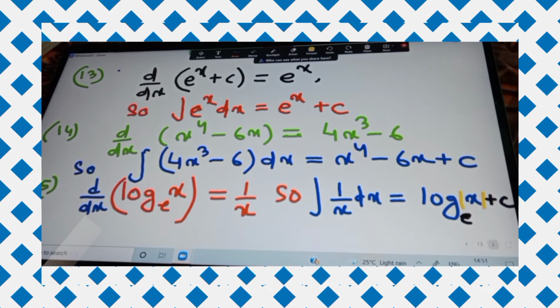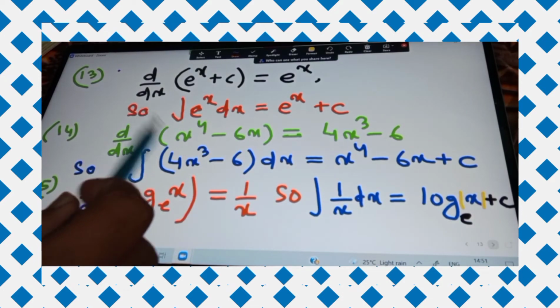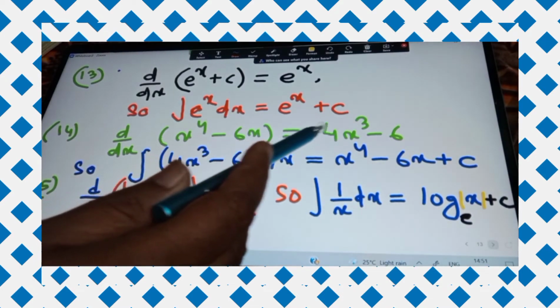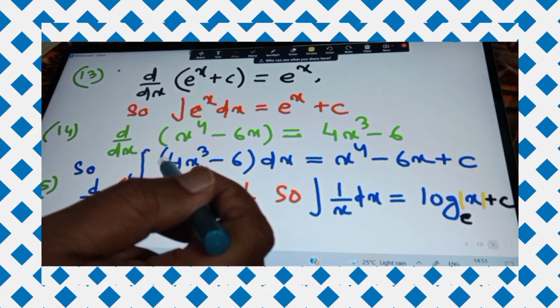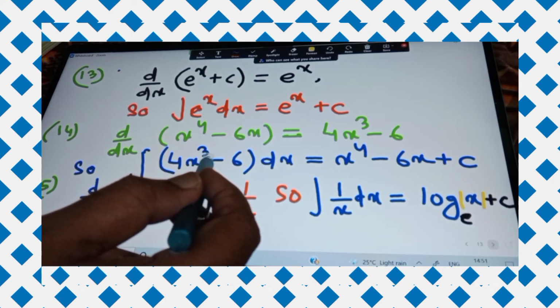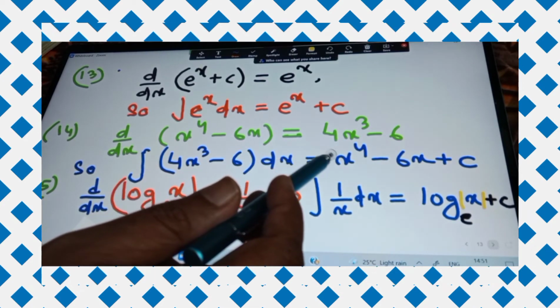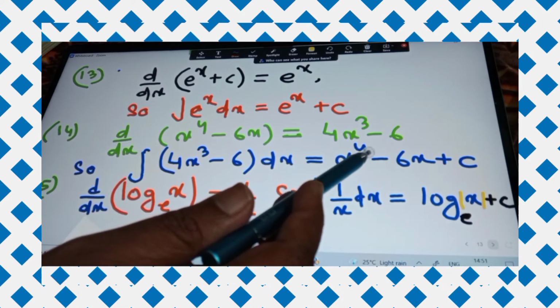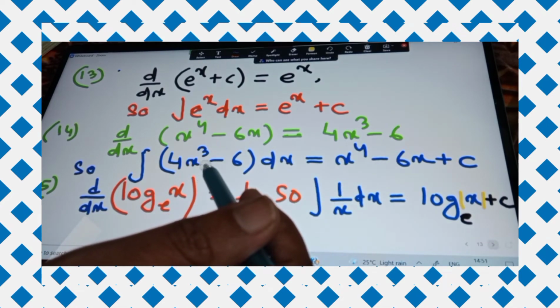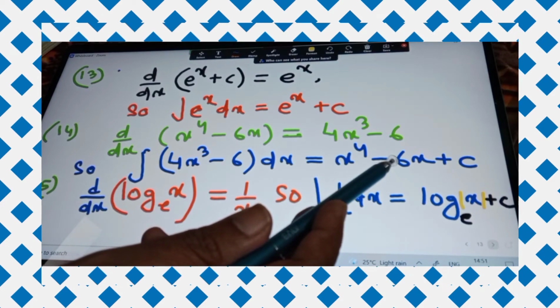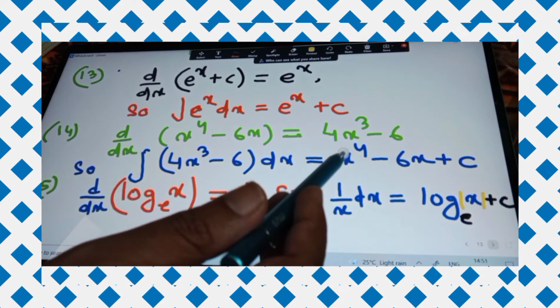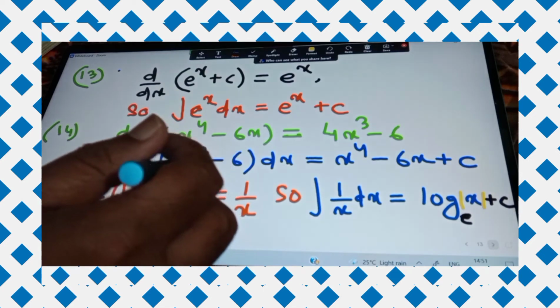Similarly, the derivative of x to the power 4 minus 6x is equal to 4x cube minus 6. So integration of 4x cube minus 6 with respect to x, naturally, will be x to the power 4 minus 6x plus c. So x to the power 4 minus 6x plus c is the antiderivative of what? 4x cube minus 6.